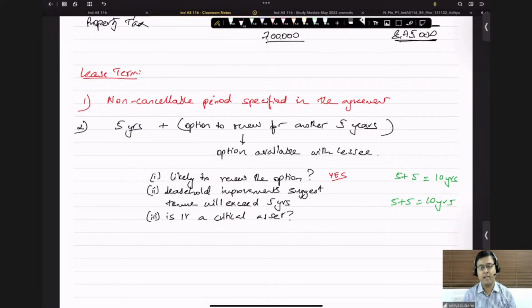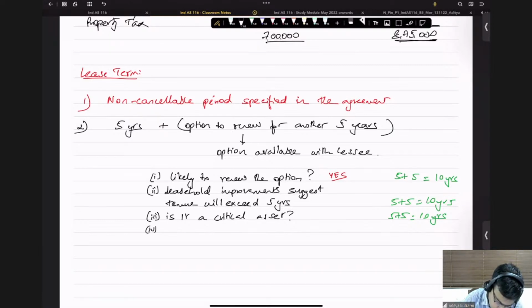Forget the R&D center. Suppose it is a corporate headquarters. Corporate headquarters means it is a scenario where all your MCA details, filing, addresses, everything is given at this particular place. So it becomes a critical asset in that case. And therefore, in such cases also, it is going to be 5 plus 5 is equal to 10 years.